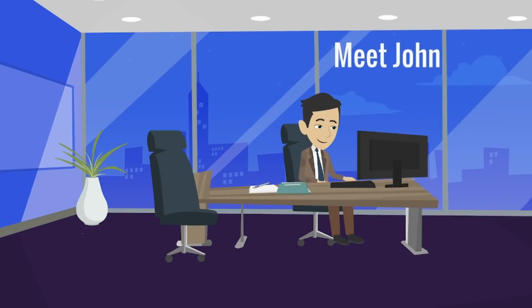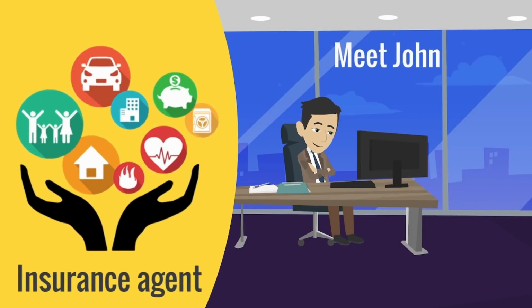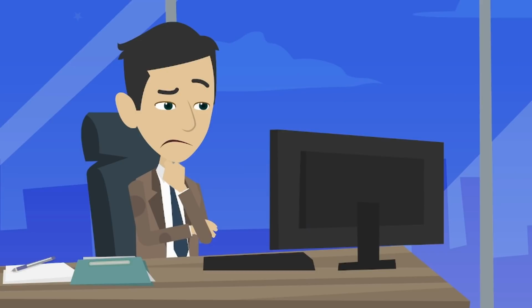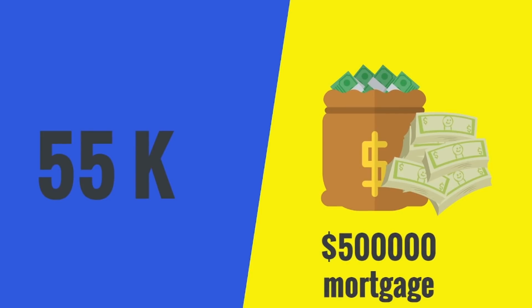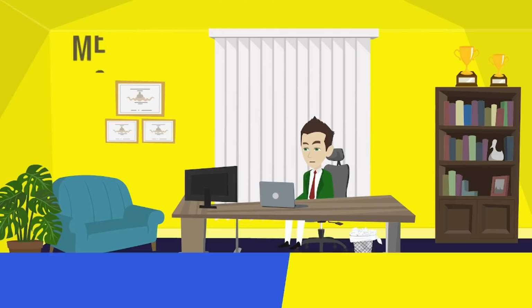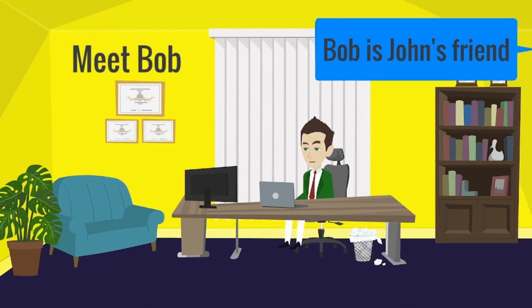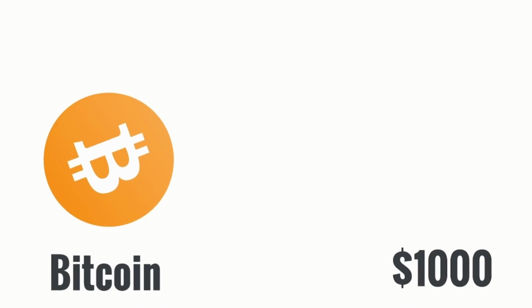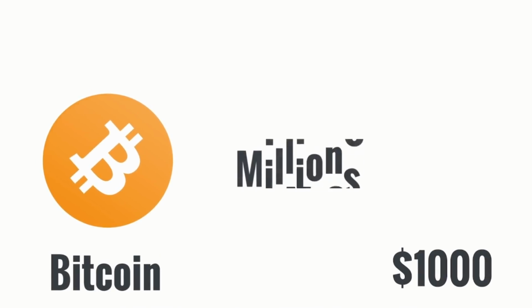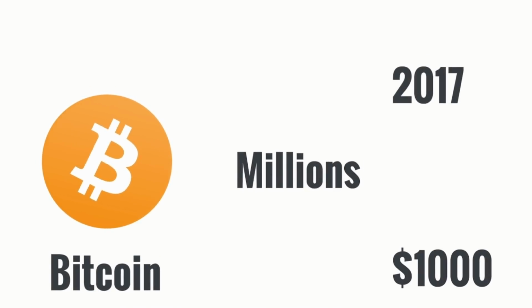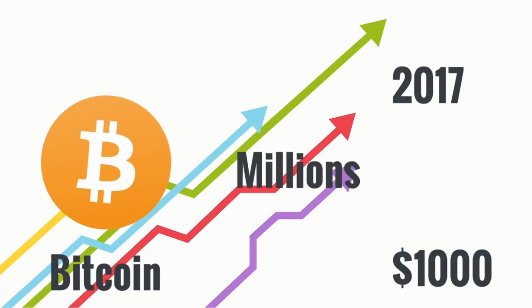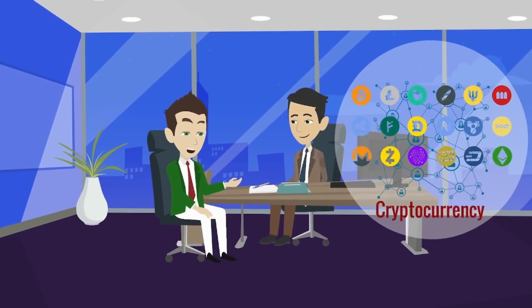Meet John. John works in his day job as an insurance agent. He hates his job, but he goes to work every day because he has to. He makes $55,000 a year, but he has a $500,000 mortgage hanging over his head, so he can't leave. Meet Bob. Bob is John's friend. He got into Bitcoin when it was only $1,000. Bob made millions in 2017 when Bitcoin hit an all-time high. Now he's just a professional bum, for lack of a better word. Bob keeps telling John to get into cryptocurrency, but John's too busy at work.